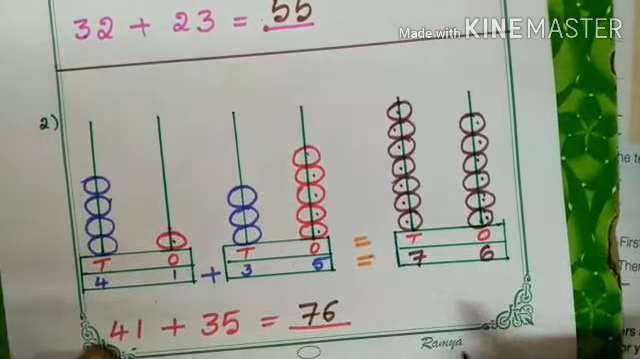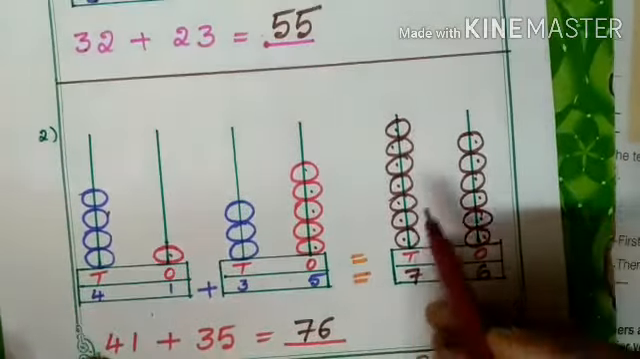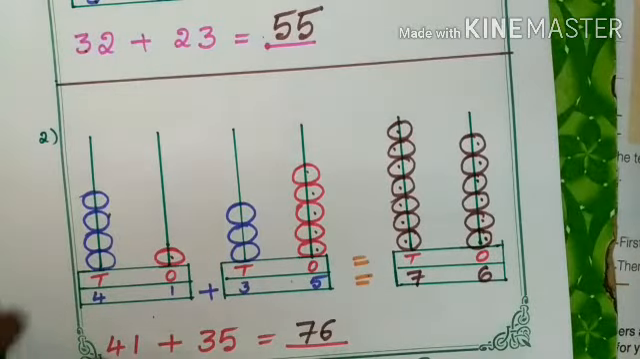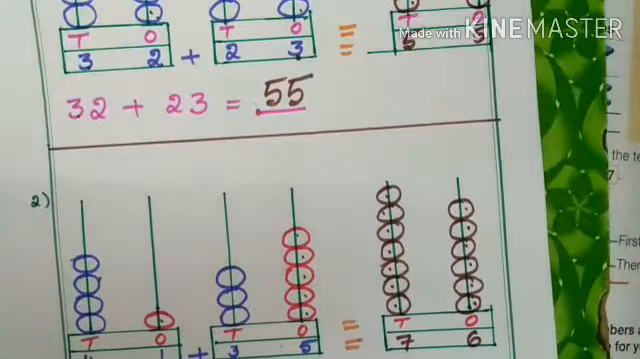Adding on an abacus is also very simple. Counting the beads is very simple and very easy. Understood, children?